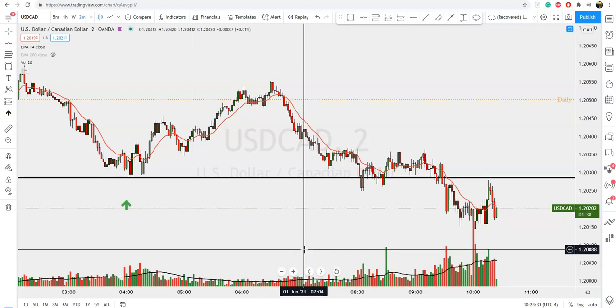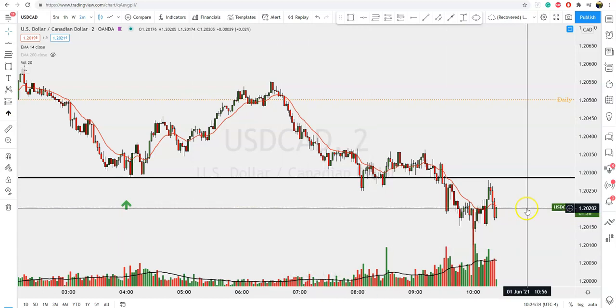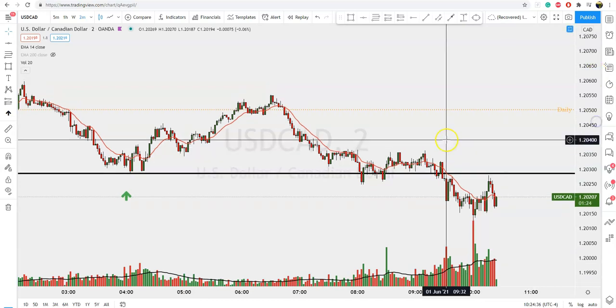Now this is where volume comes in, right? Because I don't want to make this so very long, I'm going to actually enter into this trade.